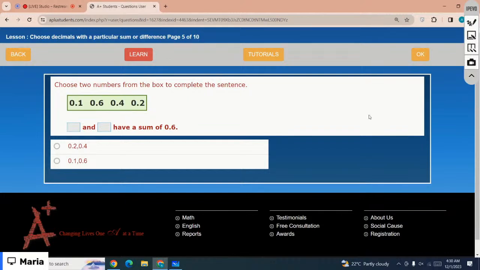Yes, 0.2 and 0.4 have a sum of 0.6. Option number one is the correct option, right?